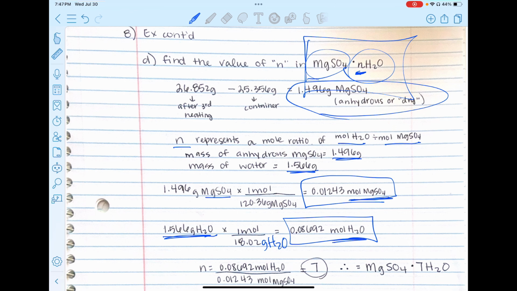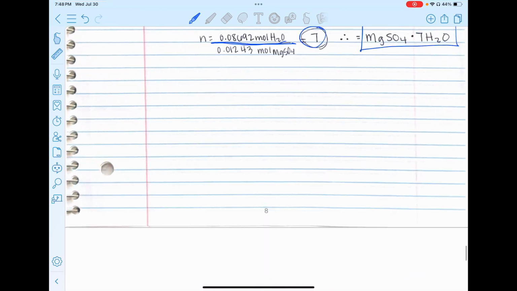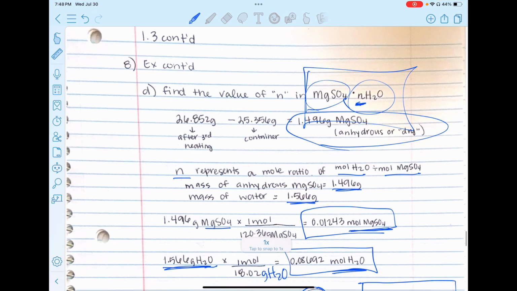So N would be equal to the moles of water divided by our moles of magnesium sulfate. And when I do that, I get a value of 7. Therefore, N is equal to 7. And our formula is magnesium sulfate heptahydrate. Hepta represents 7. And that concludes all of 1.3.